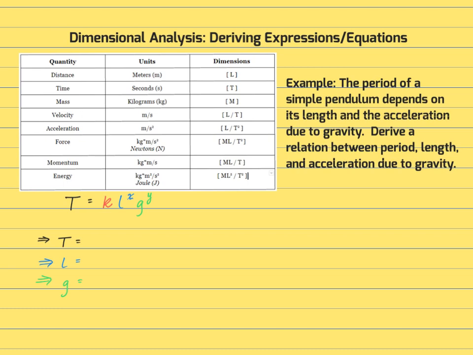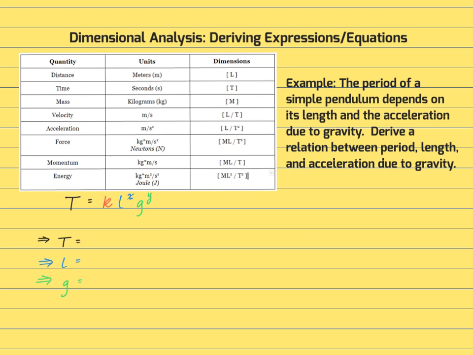All right, so the last use is deriving expressions and equations. And the best way that I can go through this is to do an example problem. So what we have is a simple pendulum, and I'm telling you that the period of a simple pendulum depends on its length and the acceleration due to gravity. So what we're going to try and do is derive a relationship between those 3 variables.